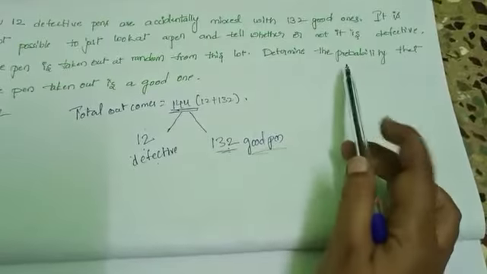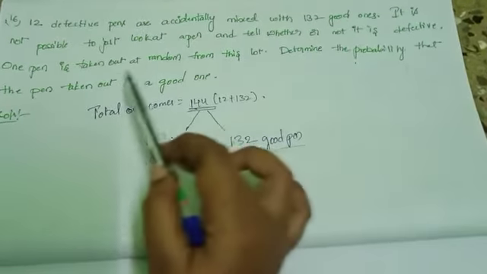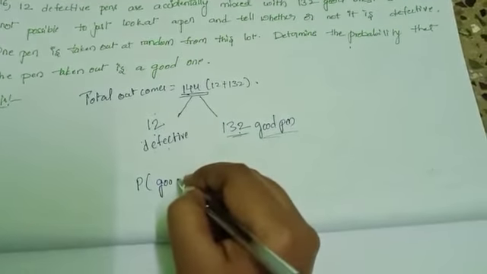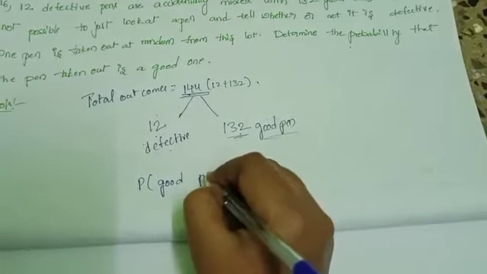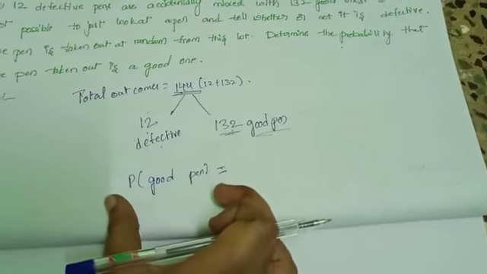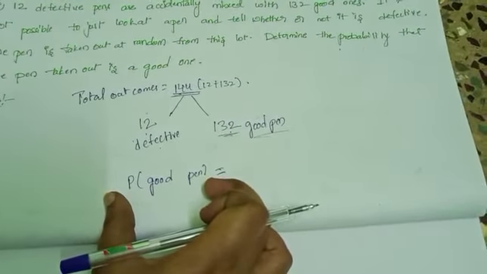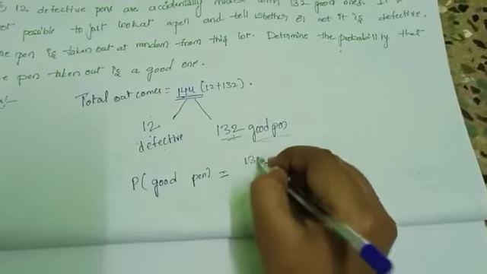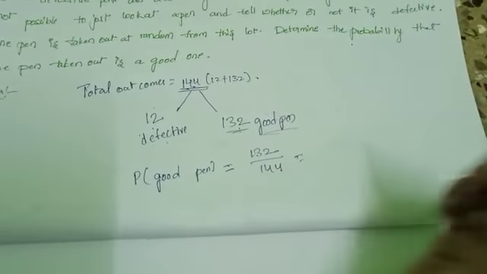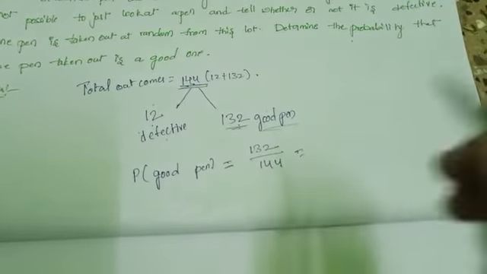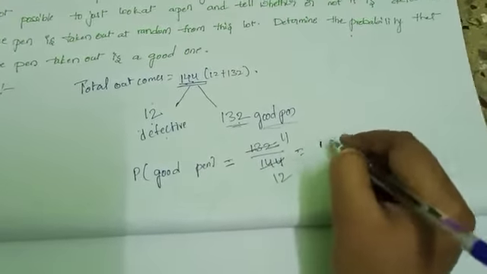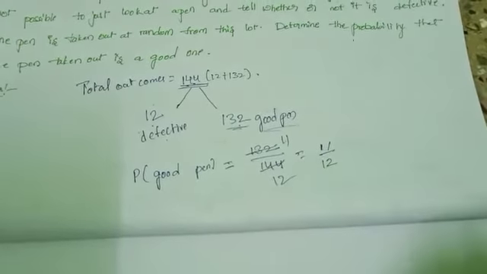Here we are asked the probability that the pen taken out is a good pen. Probability of taking a good pen equals the number of favorable outcomes, good pens 132, by total number of outcomes 144. 12 elevens are 132, 12 twelves are 144. So which is equal to 11 by 12.